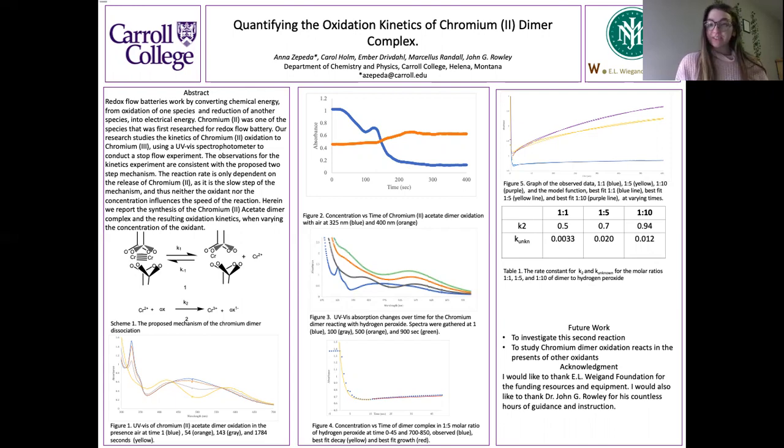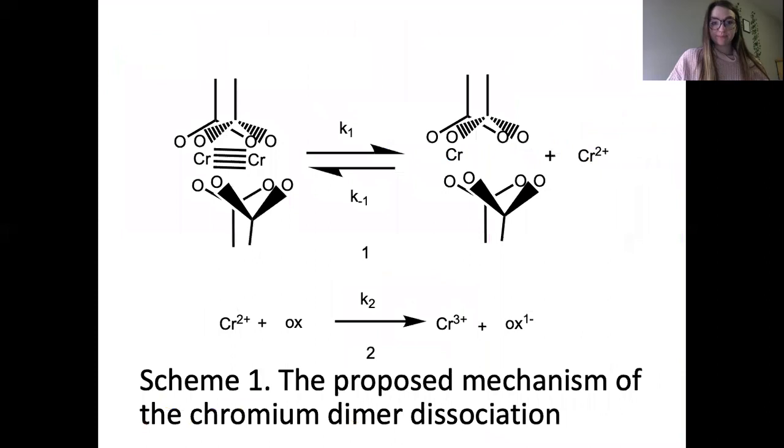Because it is so unstable, we had to synthesize this in a nitrogen-rich environment so that chromium did not reduce oxygen in the air. And then we were able to add oxidants and study the oxidation rate of this chromium dimer complex.